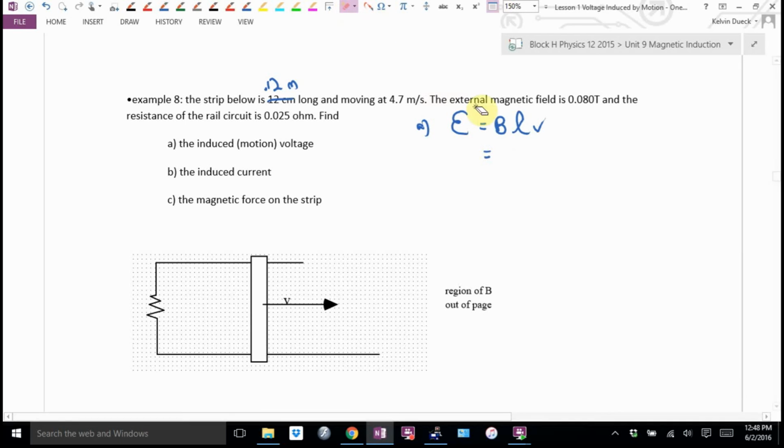B is the magnetic field in teslas. How many teslas do we have here? L is the length of wire. How long is the wire? 0.12. V is how fast you're moving it. How fast are we moving it?